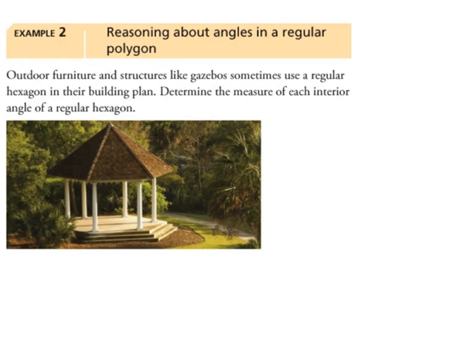In this example, outdoor furniture and structures like gazebos sometimes use a regular hexagon in their building plans. Determine the measure of each interior angle of a regular hexagon. Well, let's define what a hexagon is. A hexagon is a 6-sided polygon. And a regular hexagon means that all sides are the same.